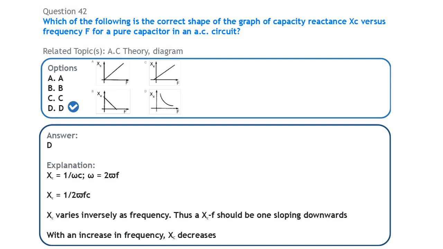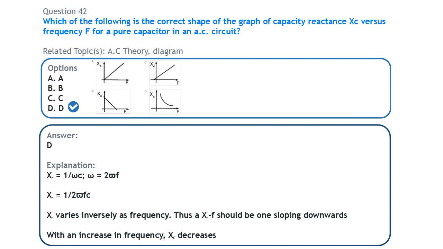Now the capacitive reactance is given as 1 over omega C, where omega is the angular velocity and C is the capacitance. Now the angular velocity is given as 2 pi f. So if you substitute that here, we are going to have 1 over 2 pi f C.